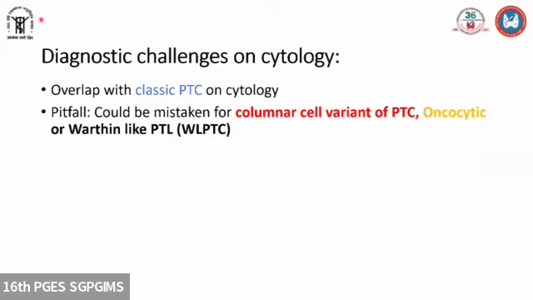Usually, the columnar cell variant of PTC is associated with necrosis, and there are very subtle nuclear inclusions or nuclear grooving inside the tumor cells. In the oncocytic variant, the tumor cells are not as tall as in the columnar variant of PTC. And in Warthin-like PTC, usually the background contains numerous lymphocytes. Hence, the diagnosis is papillary thyroid carcinoma, suspecting tall cell variant of PTC. Now, I would like to invite my endocrine colleague for further discussion.